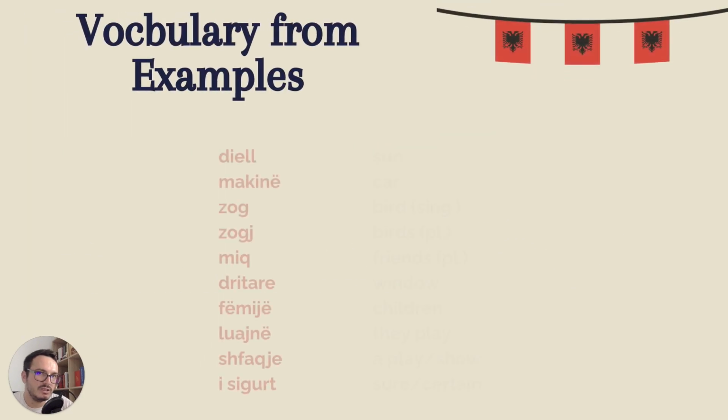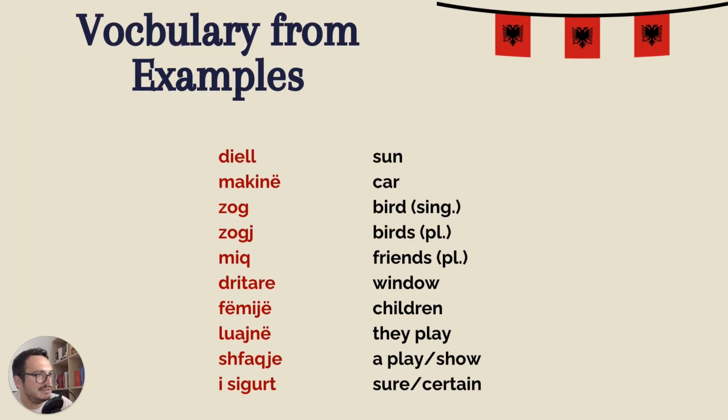A vocabulary list from today's examples. Diell, sun. Makin, car. Zog, bird. Zogj, birds. Miq, friends. Dritare, window.